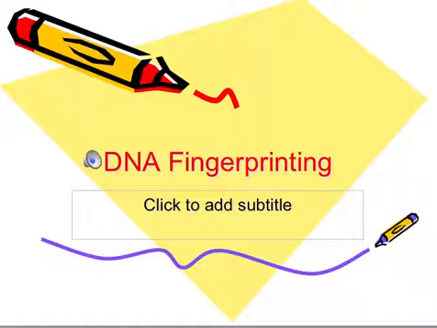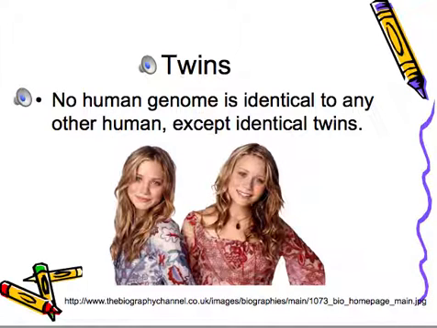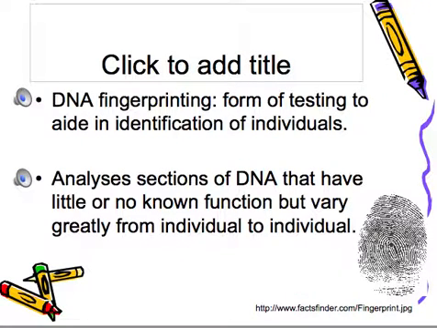What about this DNA? First we have to understand that in humans, no human has the exact same identical DNA, except for identical twins. And so we can use that as a way of identifying individuals. It's a form of testing. Just like a fingerprint, everybody has different fingerprints. Well, your DNA is different as well, except for, like I said, identical twins.